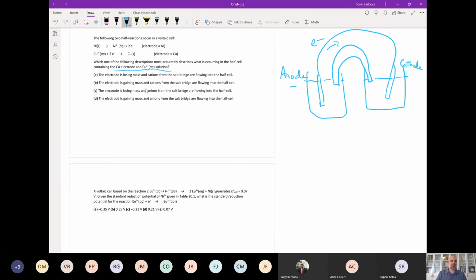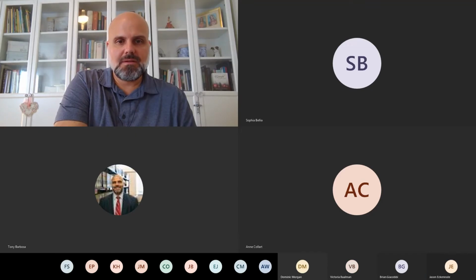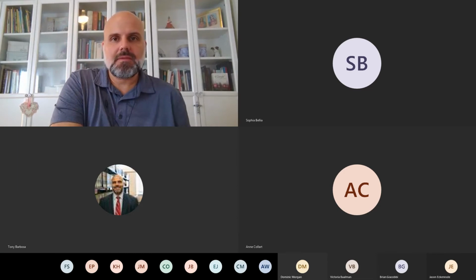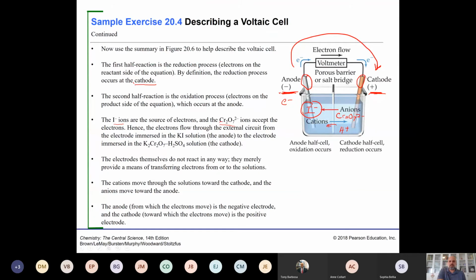All right, so you have a copper electrode. What's occurring to the copper? It's gaining electrons. Does that occur at the cathode or the anode? The electrons are moving towards the cathode, on the right-hand side.